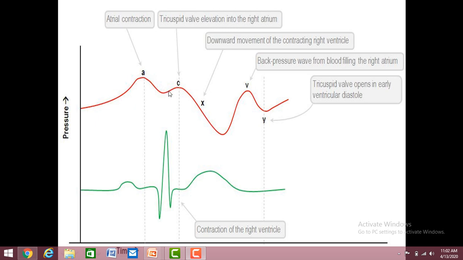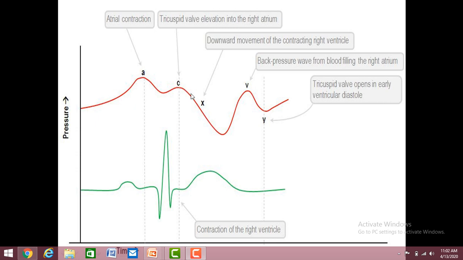Then the second positive wave is the C wave, and this C wave is because of the tricuspid or atrioventricular valve bulging into the right atrium just before the contraction of the right ventricle.